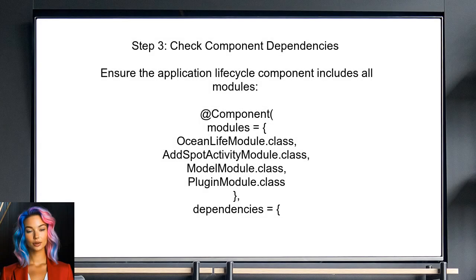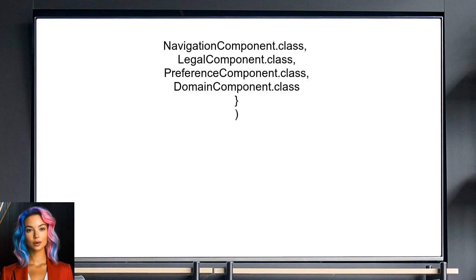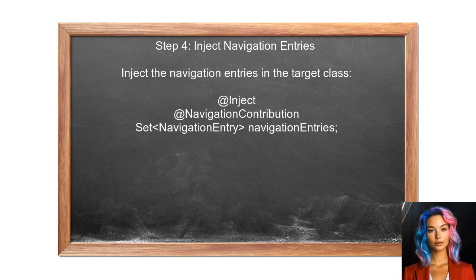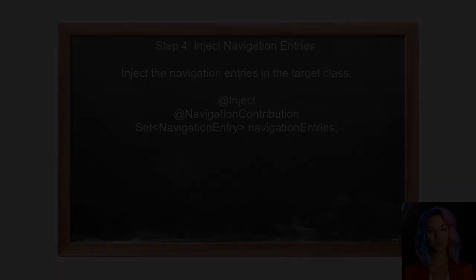After setting up the modules, the user should check the component dependencies in the application lifecycle component. This ensures that all necessary modules are included. Finally, the user should inject the navigation entries into the desired class. This is done using the @Inject annotation to access the multi-bound set of navigation entries.